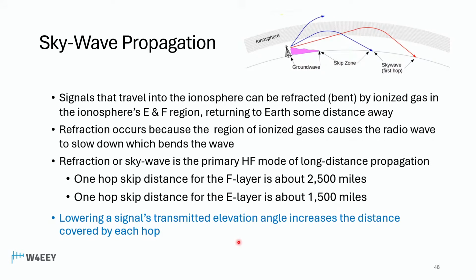Lowering a signal's transmitted elevation angle increases the distance covered by each hop. Now this is an easy one to get backwards, so let's look at this picture again. If we lower the elevation angle, that's this one here, this is a lower elevation angle than this one, so this increases the distance covered by the hop. You've got to think about that a little bit, because this is a real easy one to get backwards.